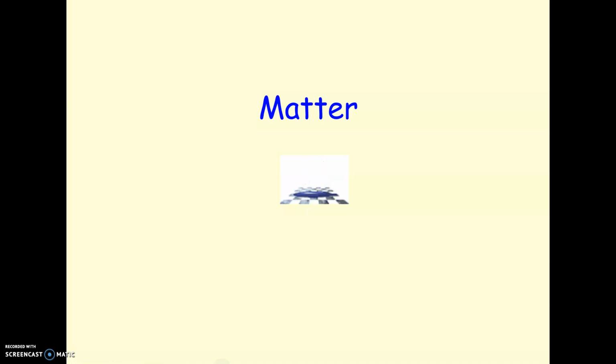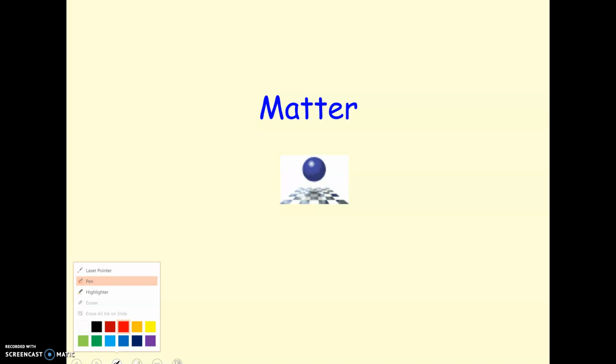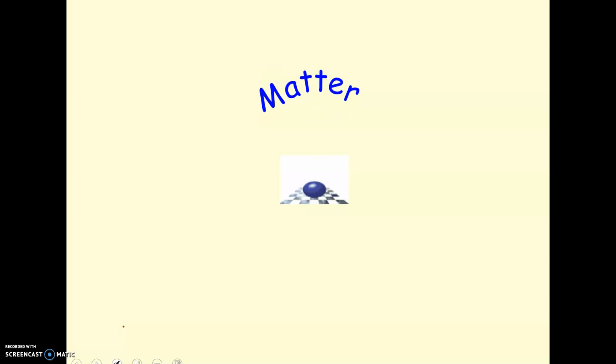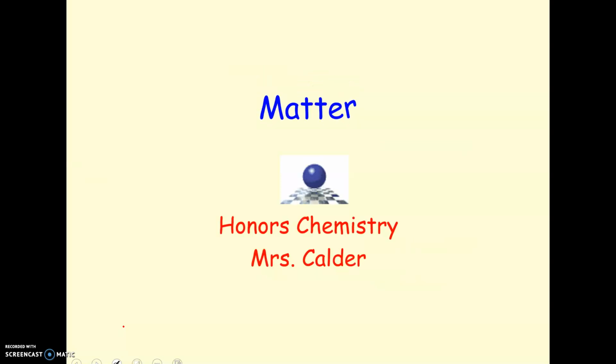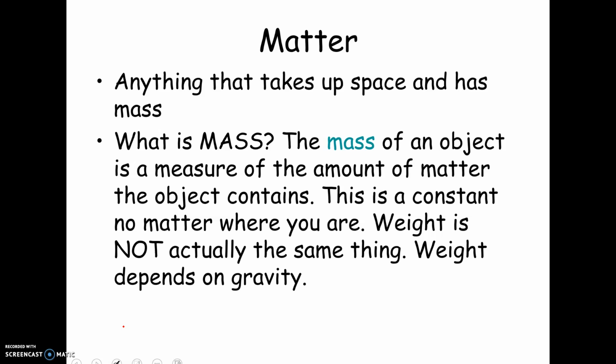Right, so now that we've talked about the basics of chemistry in chapter 1, we're actually going to dive into matter. That's chapter 2. And the reason we're doing that is because you may recall that chemistry was the study of matter and the changes it undergoes. So, what is matter? Matter is anything that takes up space and has mass.